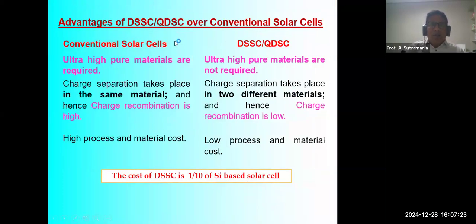Then let us see the advantages of dye-sensitized solar cells over conventional solar cells. In conventional solar cells, ultra-high pure materials are required, whereas in quantum dot sensitized or dye-sensitized solar cells, ultra-high pure materials are not required. In conventional cells the charge separation takes place in the same material, and hence charge recombination is high, whereas here the charge separation takes place in two different materials, and hence charge recombination is low. Conventional solar cells require high process and material cost, whereas for the dye-sensitized solar cell, the processing cost is very low, and the materials we use are also very cheap. Hence the cost of a DSSC is 1/10 of a silicon based solar cell.